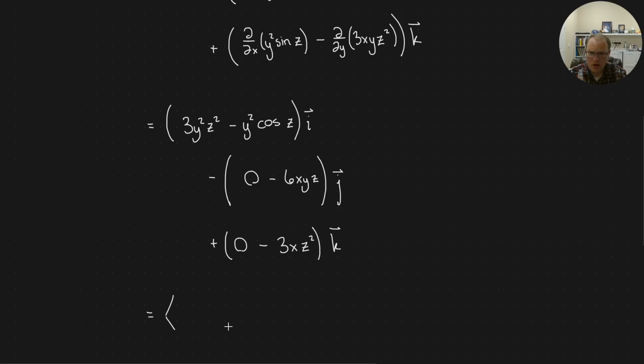So our curl, all said and done, the first component in front of the i is 3y squared z squared minus y squared cosine z. The second component in front of the j is minus a negative 6xyz. That becomes plus 6xyz. And the third component is negative 3xz squared.